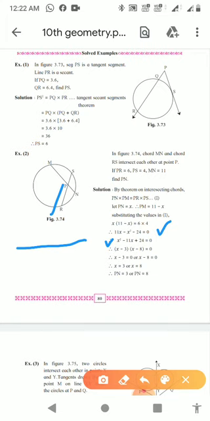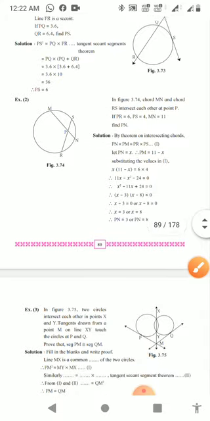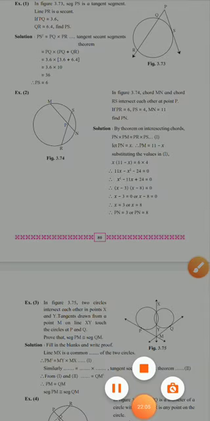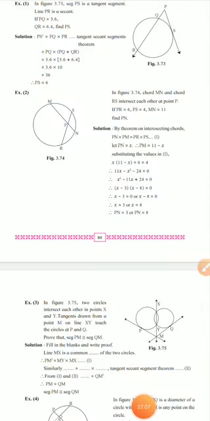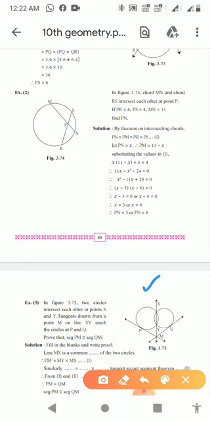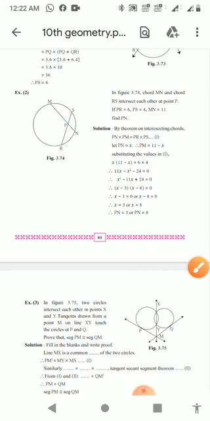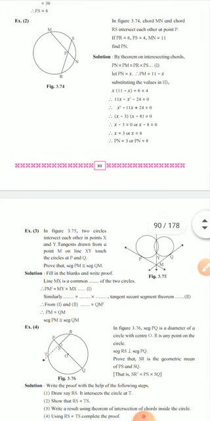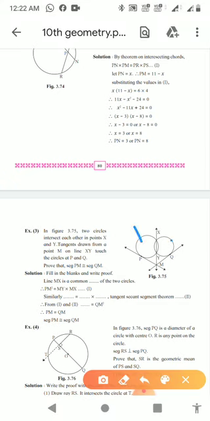Okay, now we will discuss our next question, that is question number 3 from the practice set. So in this question a diagram is given here. It seems to be complicated, but if we actually solve it, this is a very simple problem. In this diagram two circles intersect each other at points X and Y.